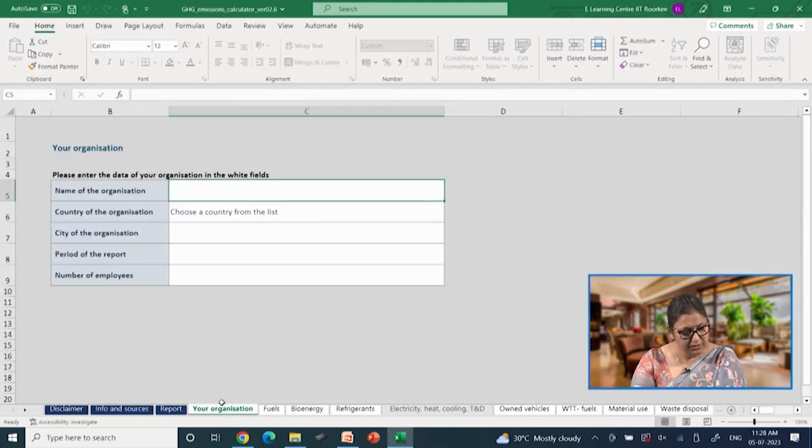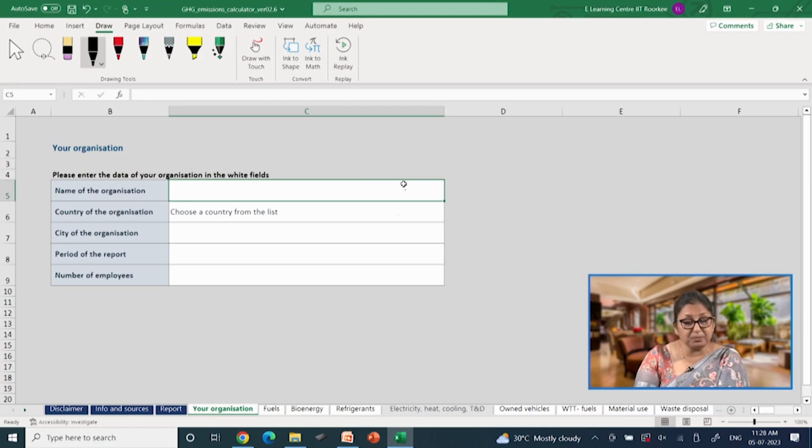Now, here, we start with putting the details related to your organization, and a very interesting thing that you will find here: the moment we choose the country from this list and I say India, we now have country specific emission factors. Automatically, in the rest of the sheets, it takes the emission factors that are coming from selecting the particular country.